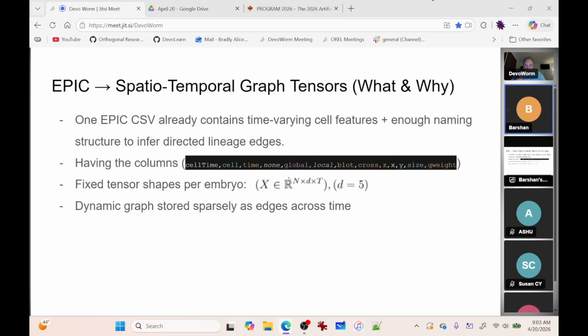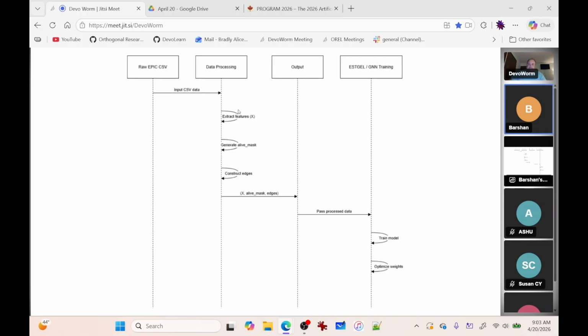My goal was to fit this into the tensor shape R to the power n by d by t, where n is the number of cells, d is the number of features, and t is the time step. So I wanted to have a dynamic graph which stores the cells sparsely along the edges across time.